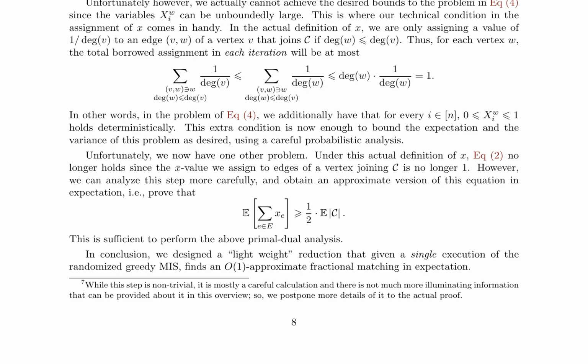The proposed approach provides a lightweight reduction for finding an O(1) approximate fractional matching in expectation from a single execution of the randomized greedy-MIS algorithm.